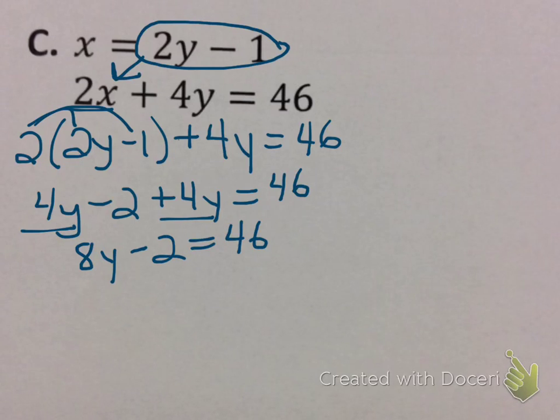And then this is just solving an equation like we've been doing for a long time. So we're going to isolate that y by getting rid of the negative 2 first. So add the 2 over to the other side.